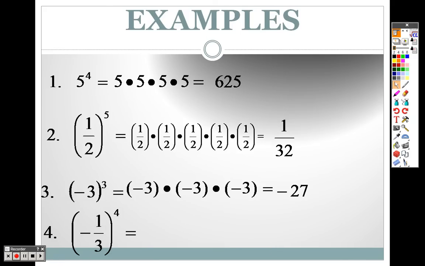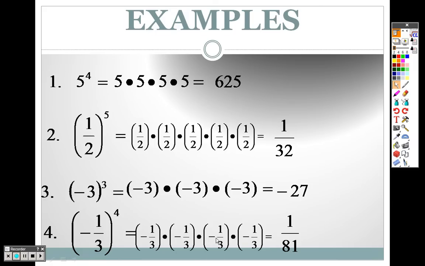Negative 1/3 to the fourth is like saying negative 1/3 times negative 1/3 times negative 1/3 times negative 1/3, 4 times. So when we multiply those, I'll just take the negative through to start. Well, a negative times a negative is a positive. A negative times a negative is a positive. So basically what I'm telling you is our final answer is going to be positive. So we can just forget about those negatives because these two will form together to be a positive number, and these two will form together to be a positive. And a positive times a positive is positive. So 1 times 1 times 1 times 1 is 1. 3 times 3 times 3 times 3 is 81.